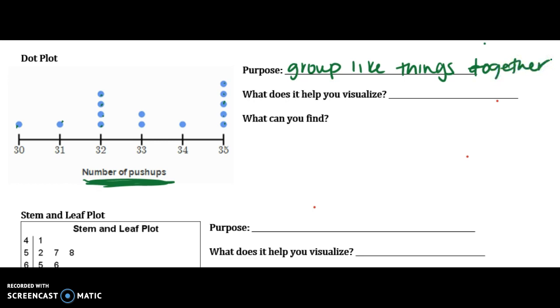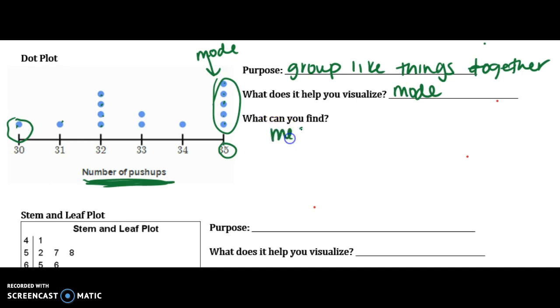And it can really help you visualize, again, trends. It almost looks like a bar graph. So it's helping you see which numbers have the most. So the mode, in this case, you can very easily tell that the mode here is 35. You can also organize it so you can very easily see your minimum and your maximum just by looking at the horizontal here. There's lots of stuff that you can see just by looking at a dot.